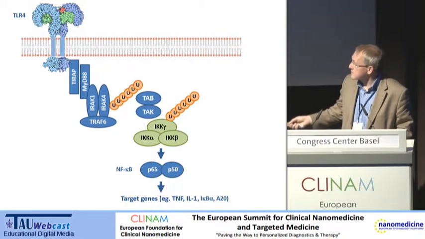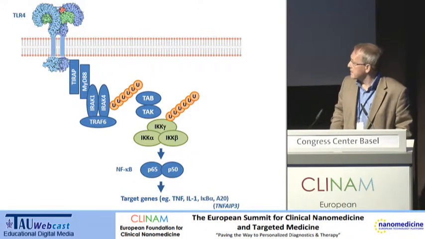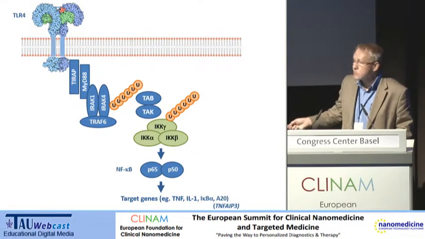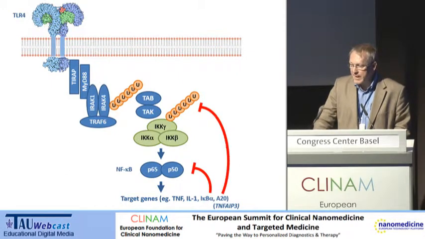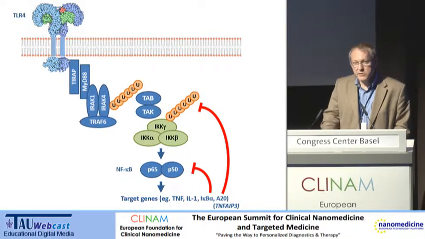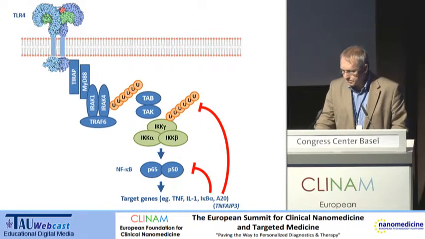As well as activating the expression of TNF and IL-1, NF-kappa B drives the expression of I-kappa B alpha and A20. A20 is also known as TNF-AIP3. And these are what I call negative feedback genes. Their function is to feed back and inhibit the NF-kappa B signaling cascade in order to terminate that inflammatory response and to make sure that the inflammatory response is appropriately resolved in a timely fashion.